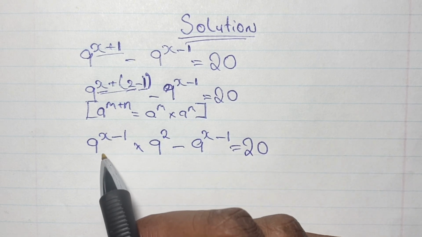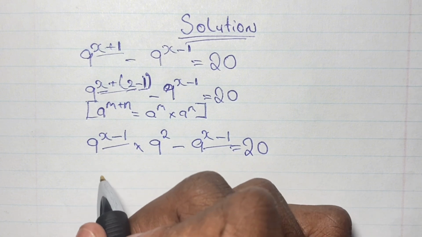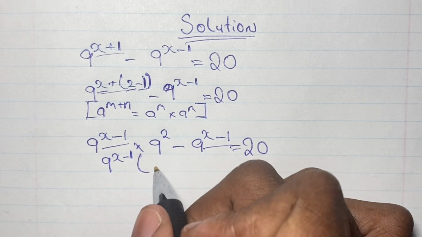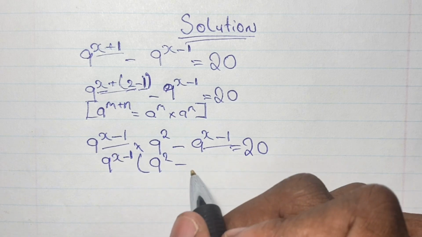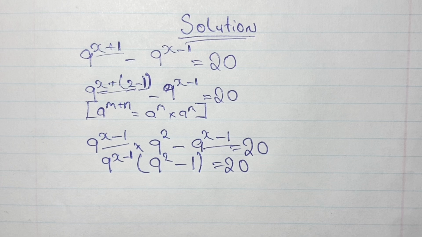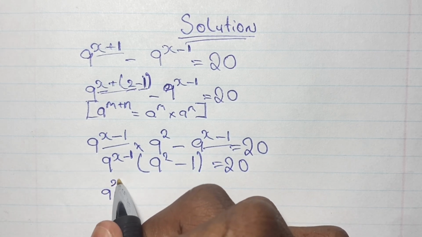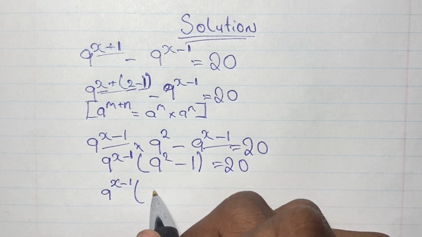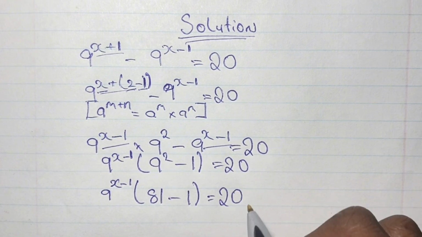Now if you look closely, this simplification allows us to have 9 to the power of x minus 1 twice. This means that we can factor out 9 to the power of x minus 1 as 9 to the power of x minus 1 in bracket 9 squared minus. We know that if we factor out 9 to the power of x minus 1, that will give us 1, and we close our bracket and have all of that equal to 20. So just to write out what we have here in the bracket a bit further, we have 9 to the power of x minus 1, and in bracket we have 9 squared minus 1. 9 squared is just 81, and that's 81 minus 1, and that's all equal to 20.